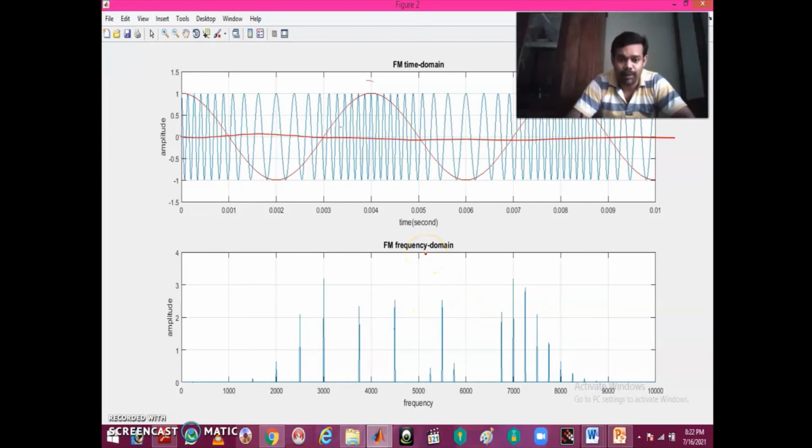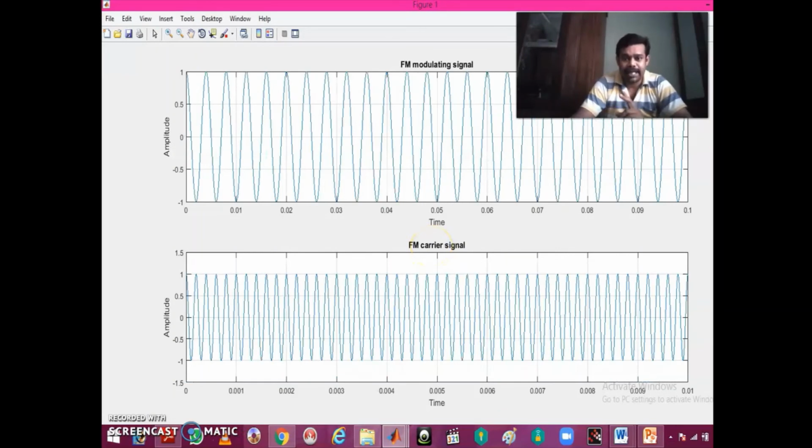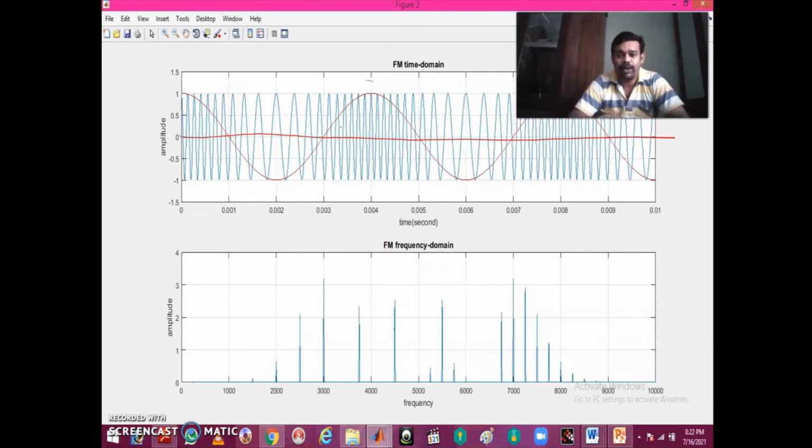So this is the output of your program. The first figure has two things, that is your modulating signal and carrier signal, and in the second you are having the FM modulated signal and its spectrum. This is the explanation of your FM and its spectrum. So we have studied the program for the simulation of FM and its spectrum.